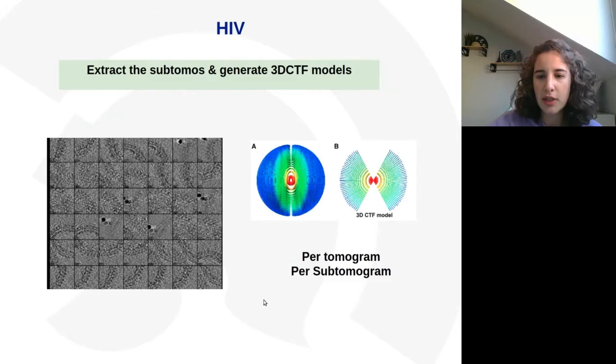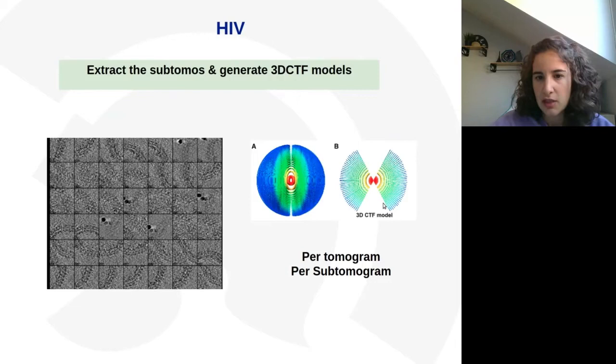Then we have to extract these subtomograms. These subtomograms are extracted directly from the tomogram, as always. However, to use them to run the Relion refinement, we will need to have the information about the CTF. So for that, we will need to have this kind of models, three-dimensional CTF models, to give this information to Relion. Because in EMAN, we didn't have to worry about this, because EMAN already estimated it automatically. So we don't have to worry about that. However, in Relion, we have to create these CTF models apart and then give them to the refiner.